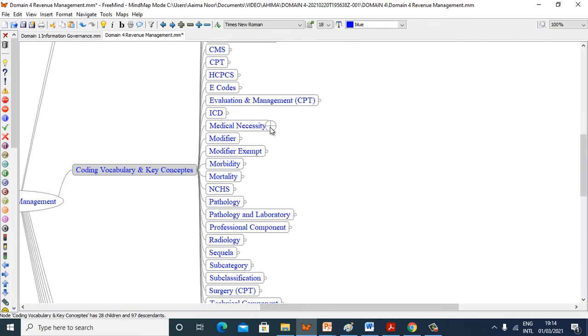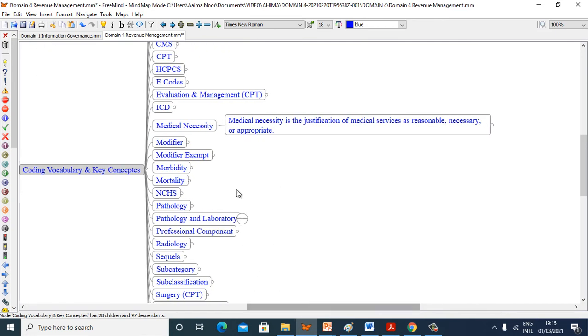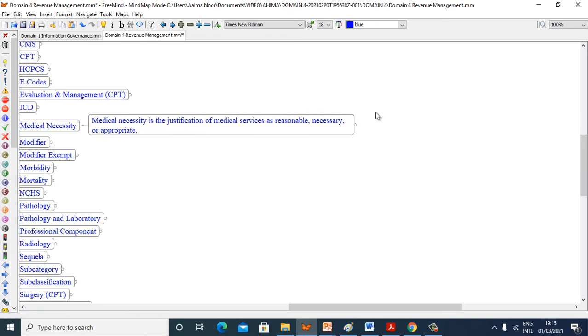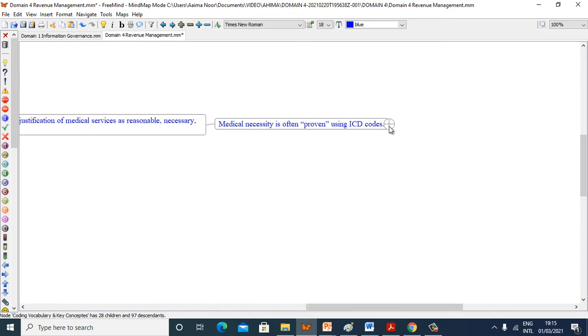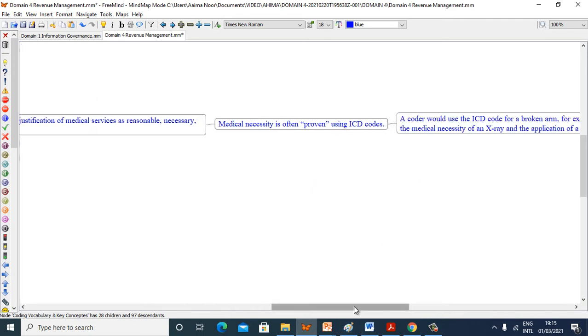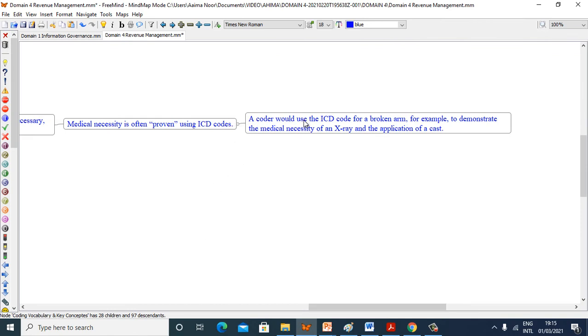Medical necessity. Medical necessity is the justification of medical services as reasonable, necessary, or appropriate. Medical necessity is often proven using ICD codes. A coder would use the ICD code for a broken arm, for example, to demonstrate the medical necessity of an X-ray and application of a cast.